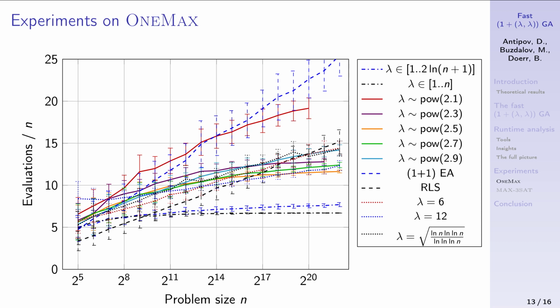Then the static lambda, which are shown with the dotted lines, seems to have a similar runtime to the fast GA. However, if you look closely, you can see that they are less convex, and they are actually outperformed on the large problem sizes.